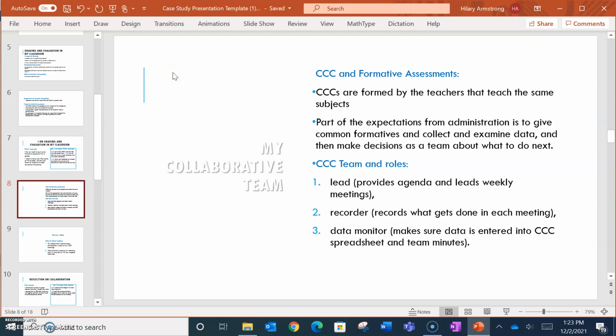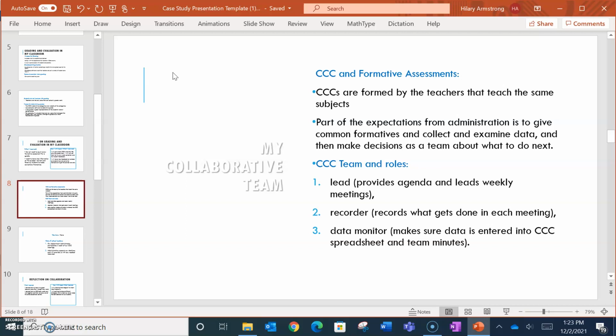So the CCCs are formed by teachers that teach the same subject. All the geometry teachers are on one CCC, all the Algebra 2 teachers are on another, etc. One of the expectations of our administration is that the CCC teams are formed to collect and examine data and then let that data drive instruction. That is just an expectation at our school.